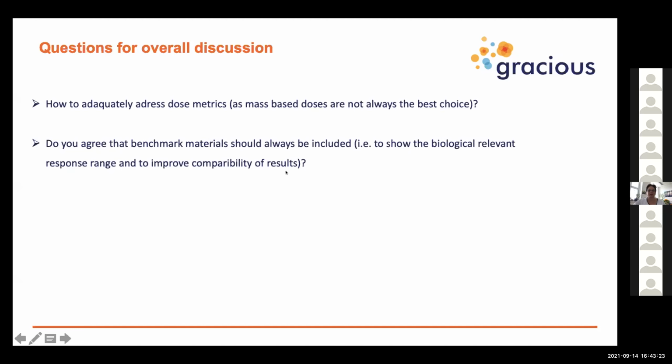I will check the chat. Yes, Willy had some suggestion on the dose metrics. It's a very good response by Vicky. Any other opinions on this? Maybe it's a trivial one because it has been intensively discussed, but really how to implement that for the grouping and for the decision nodes. Maybe Willy, would you like to share again your views on this?